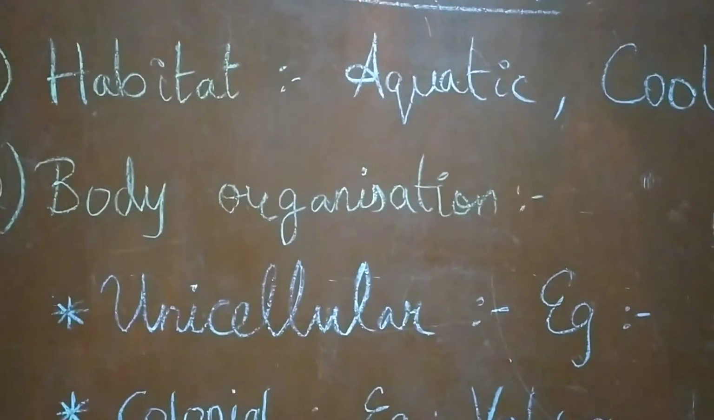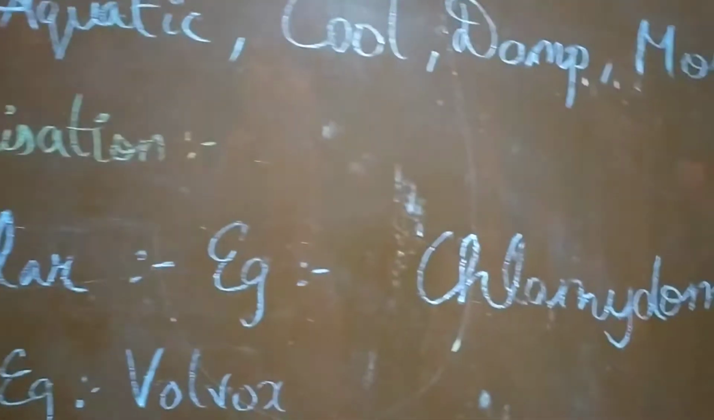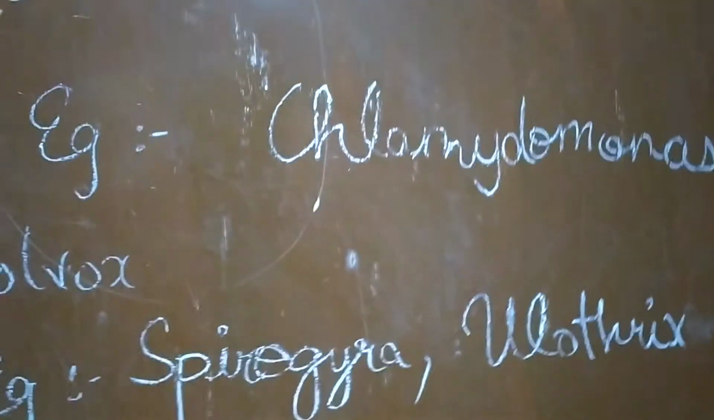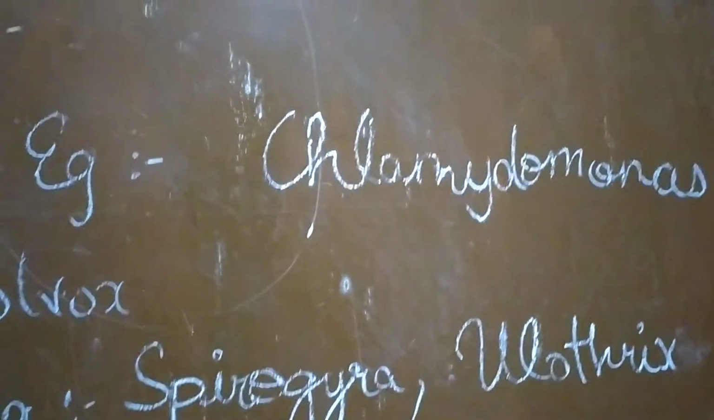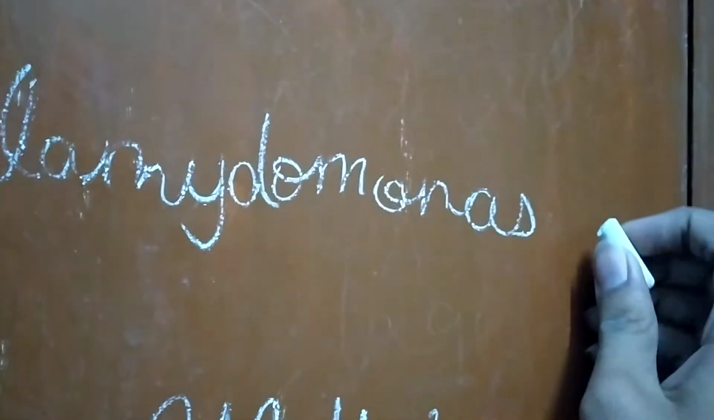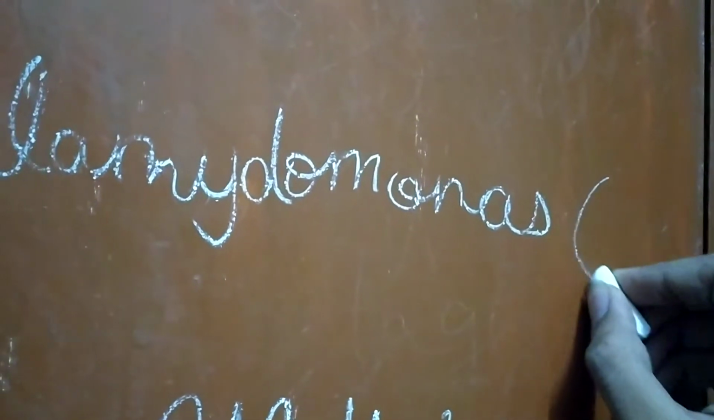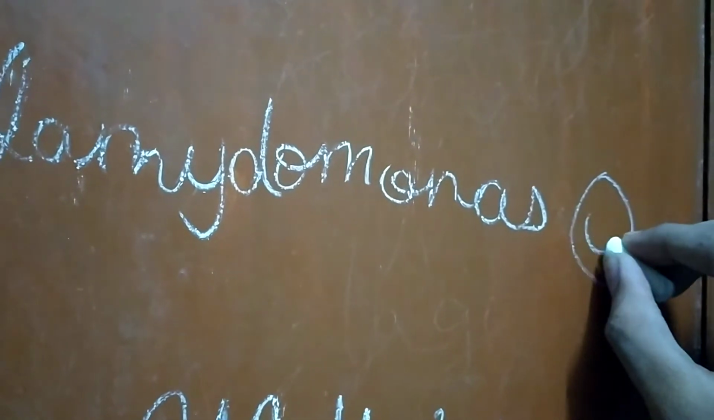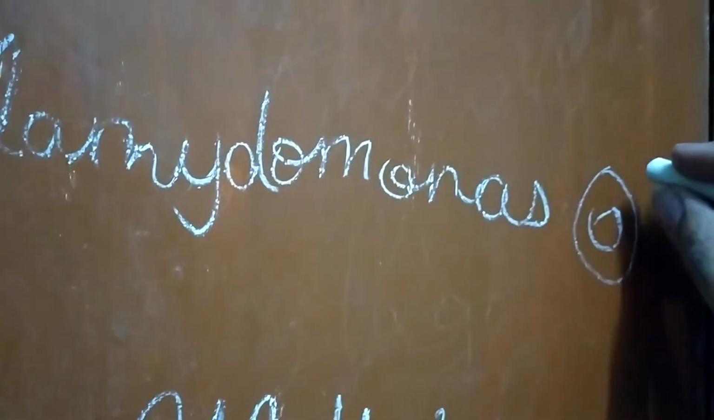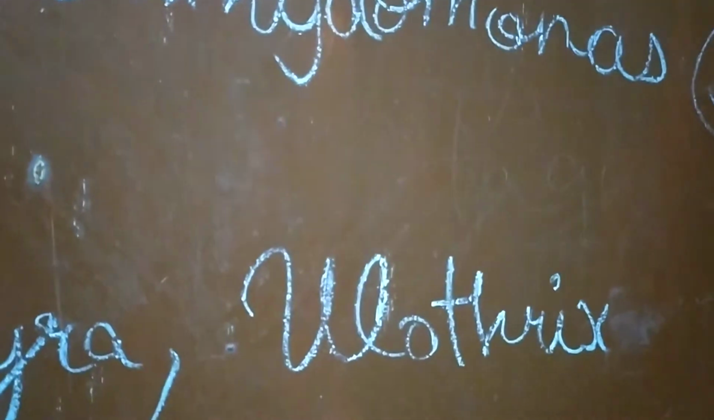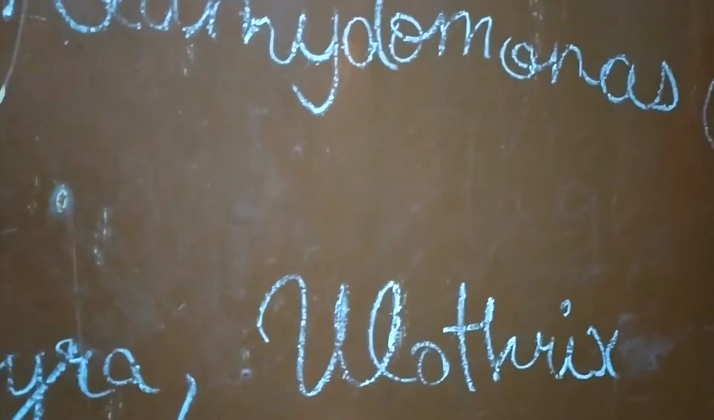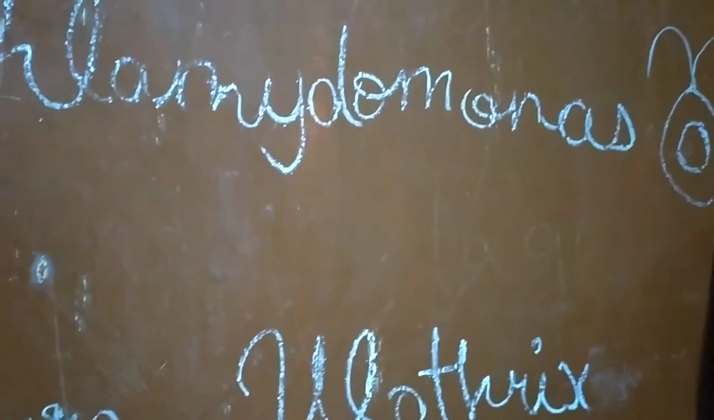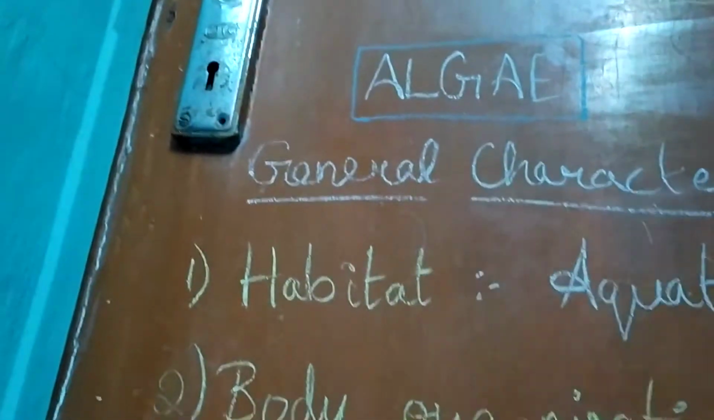Unicellular algae example, Chlamydomonas. The structure of Chlamydomonas is like this, with a nucleus and two flagella. Okay, it's unicellular algae.